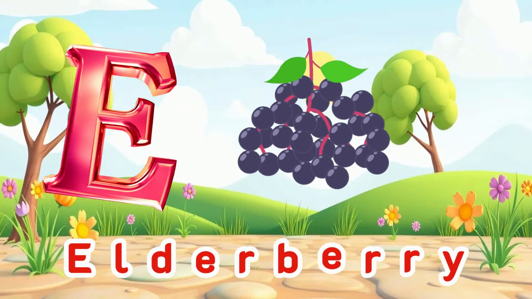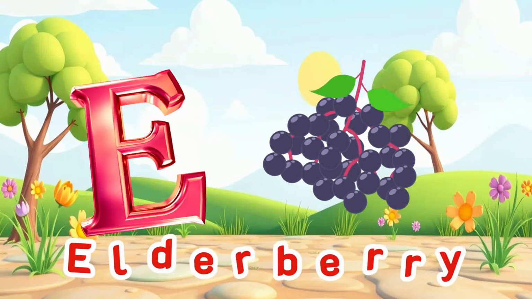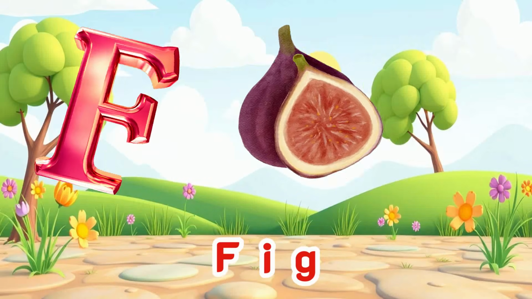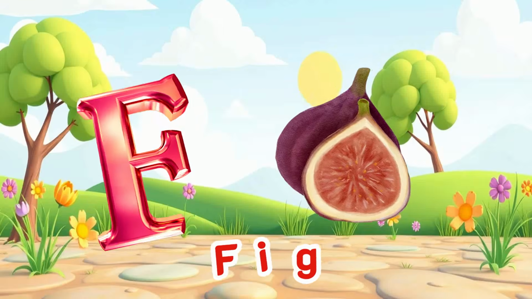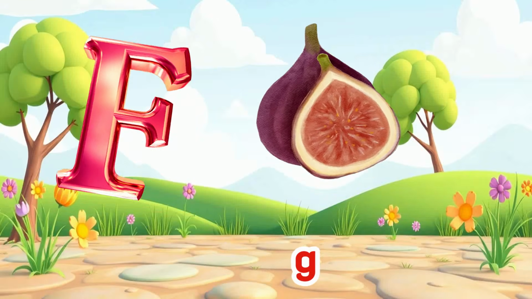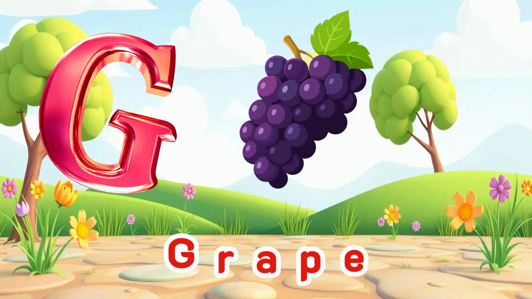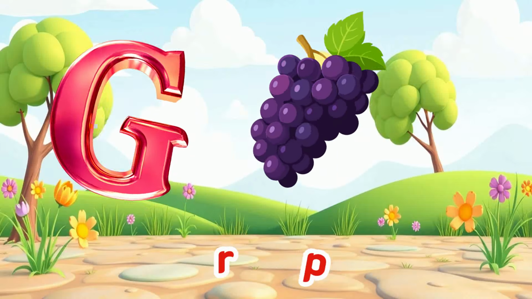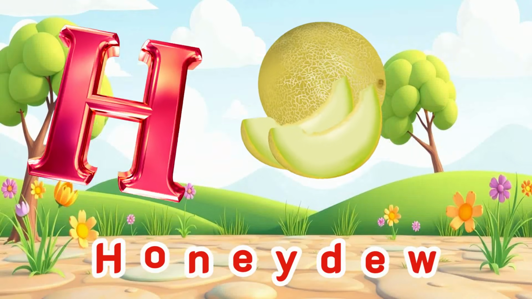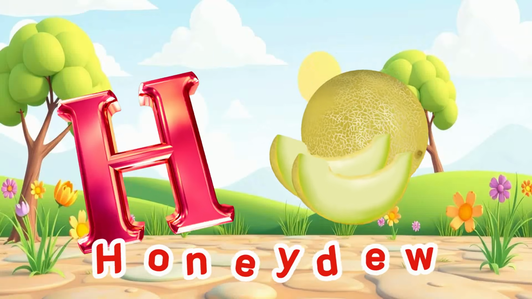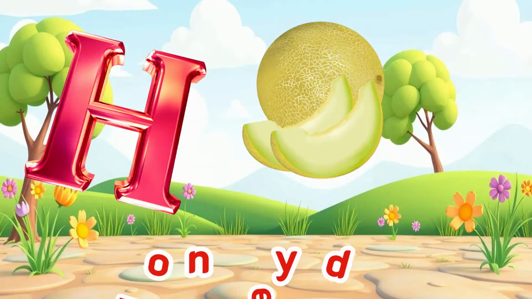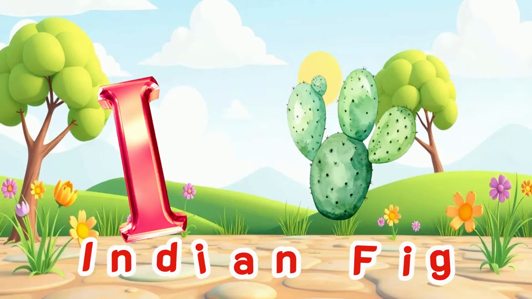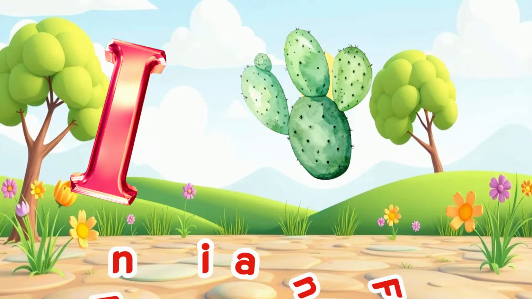E is for elderberry. Elderberry. F is for fig. Fig. G is for grape. Grape. H is for honeydew. Honeydew. I is for Indian fig. Indian fig.